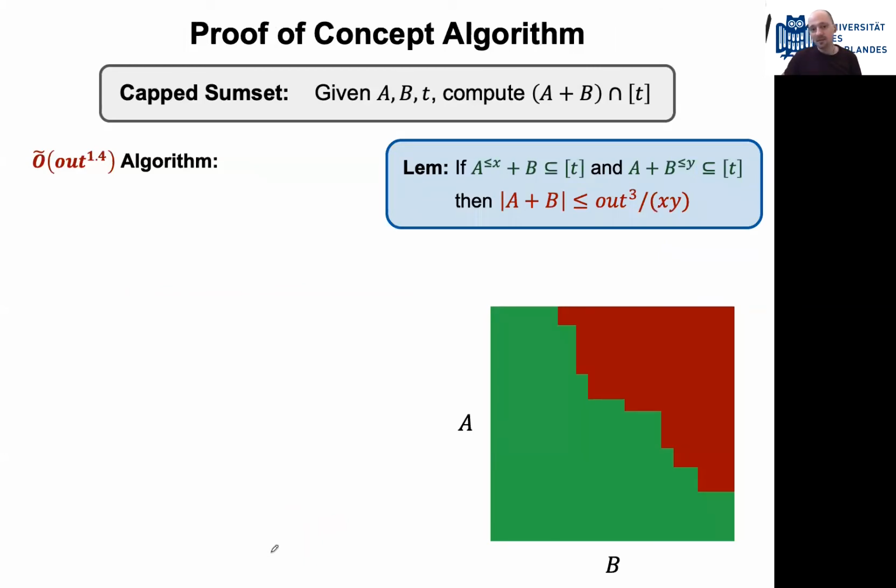Now let's use this structural insight from additive combinatorics to give a proof of concept algorithm showing that these structural insights can actually be used to improve the baseline algorithm.